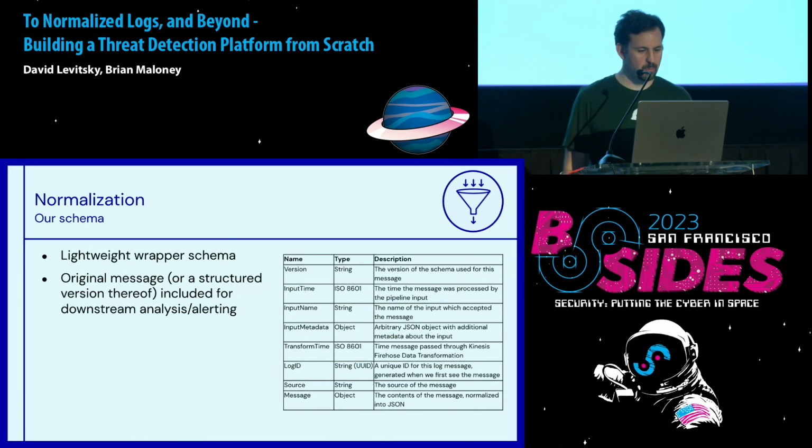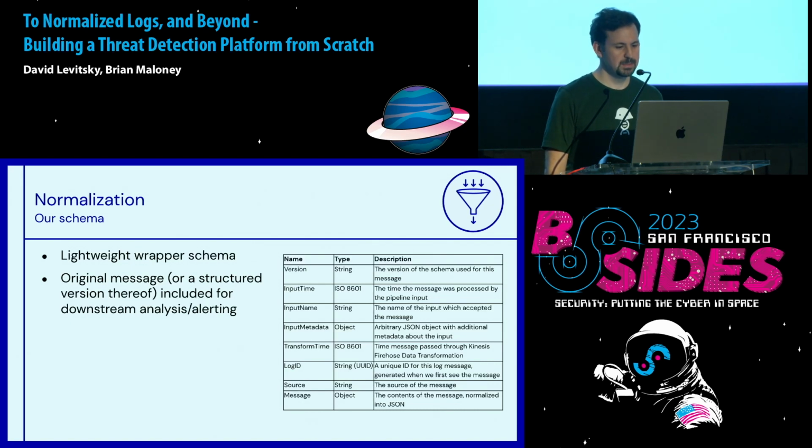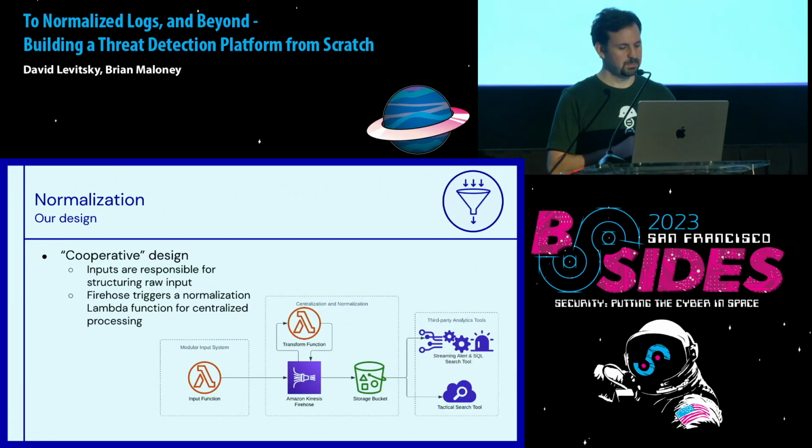So we just have a simple wrapper that includes where it came from, what the metadata about how it got there was, when we saw it first, a deduplication ID, and the message itself, and a few other less important fields. Now, again, since this is an architecture deep dive, we're just going to briefly talk about how we actually accomplish that normalization, and that's what I like to consider a cooperative design.